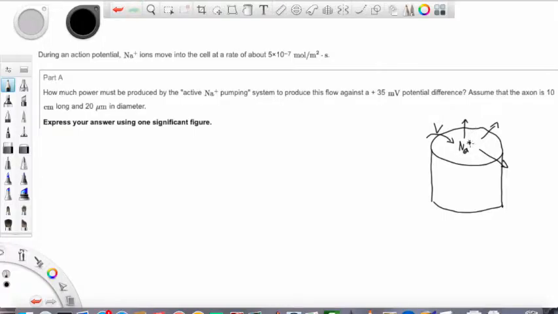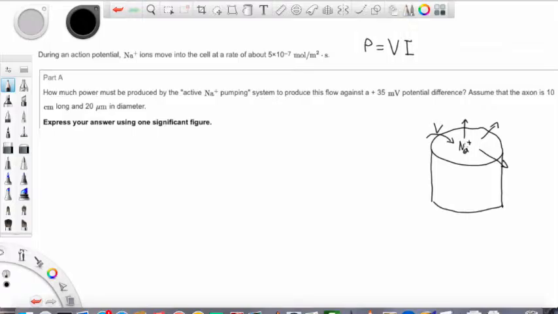So effectively we are pushing charge carriers across a voltage, which means that we are pushing a current against the voltage. So we can evaluate this problem using our electric power solution methods. Power is voltage times the current. So we already know this voltage. The potential difference is 35 millivolts.